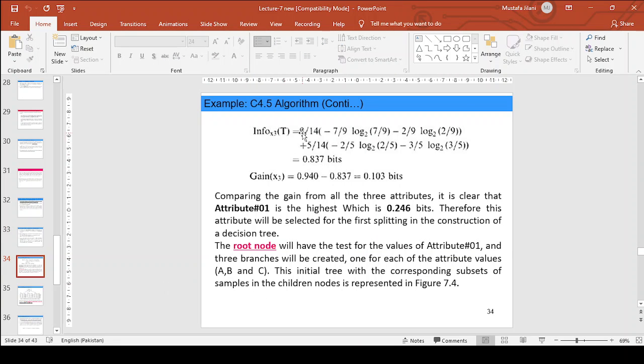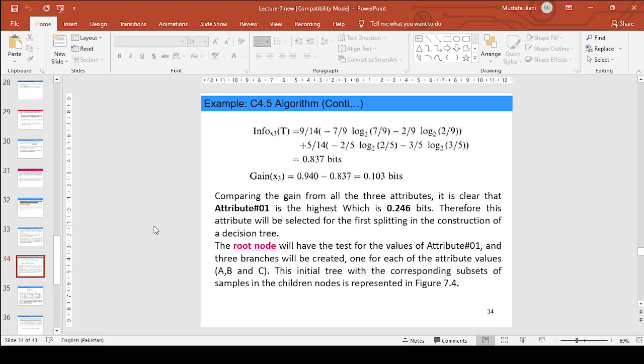We found 0. How many zeros? 9 out of 14 are zeros, and 5 out of 14 are 1. Out of the 9 zeros, 7 out of 9 are class 1 and 2 out of 9 are class 2, and of the 5 ones, 2 out of 5 are from class 1 and 3 out of 5 are from class 2, and the gain value is only 0.103.